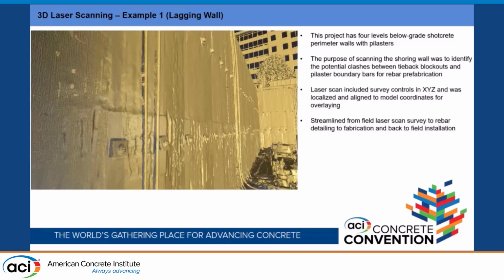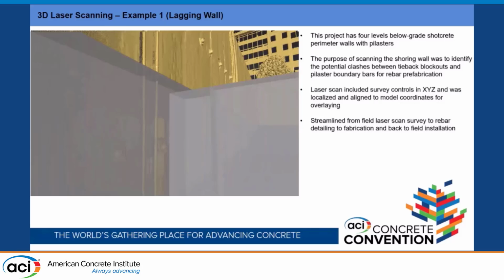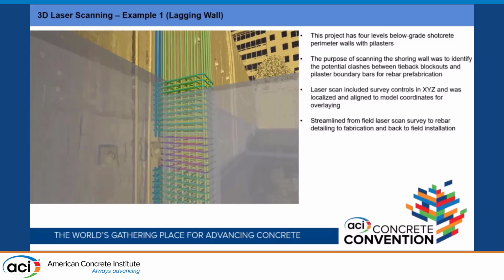Here's a screenshot of how it looks. You can clearly see the tieback tab. And this scan is tied to the survey control, so you share the same coordinates with the concrete construction model we have. So you throw the model back to the scan, and you can identify the areas where you have pilasters and potential clashes. And the detailer is able to trim the bar around the tieback area.